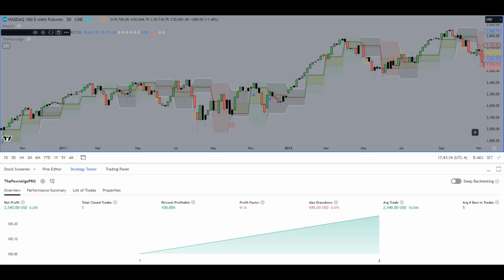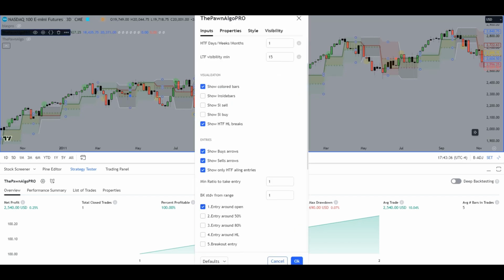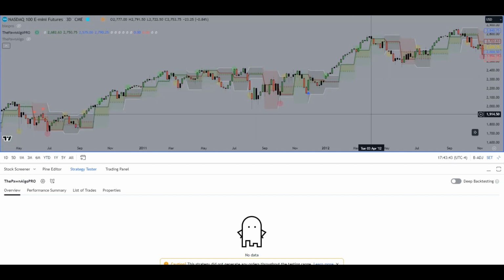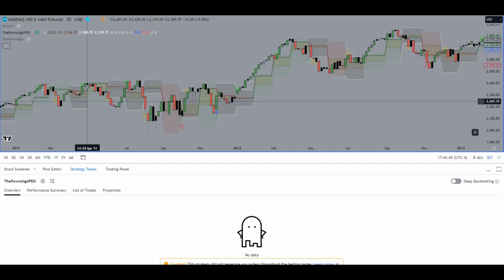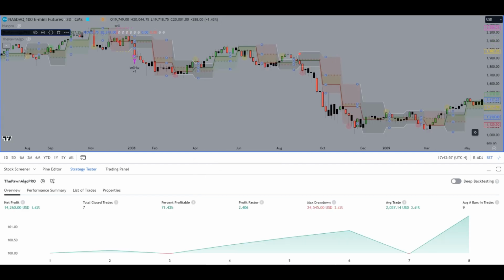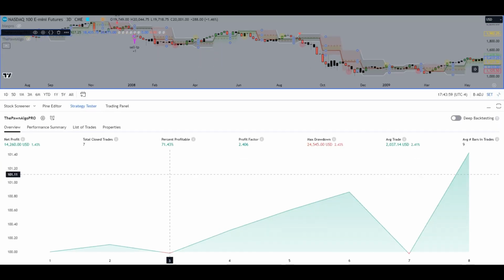Type 2. Let's select it over here. In this case, it gives no entries because of the risk-reward filter. But you can see there are some arrows plotted. If we remove this filter, let's edit over here, min ratio to take entry, change to 0.5. Now you see 7 trades, it actually gives great results.